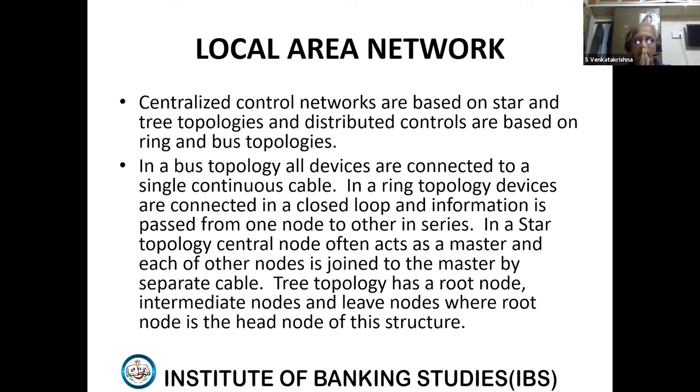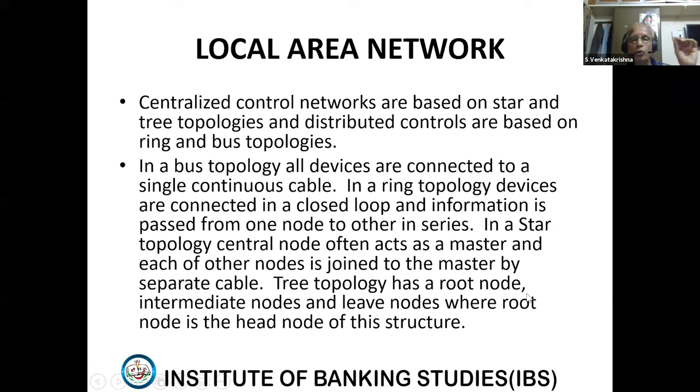That's what it means. Now, in a star topology, the central node often acts as master and each of the other nodes is joined to the master by a separate cable. When I say the cable connectivities are different, each node is directly connected by a cable which is separate from the master. That's what I say: it's joined to a master by a separate cable.